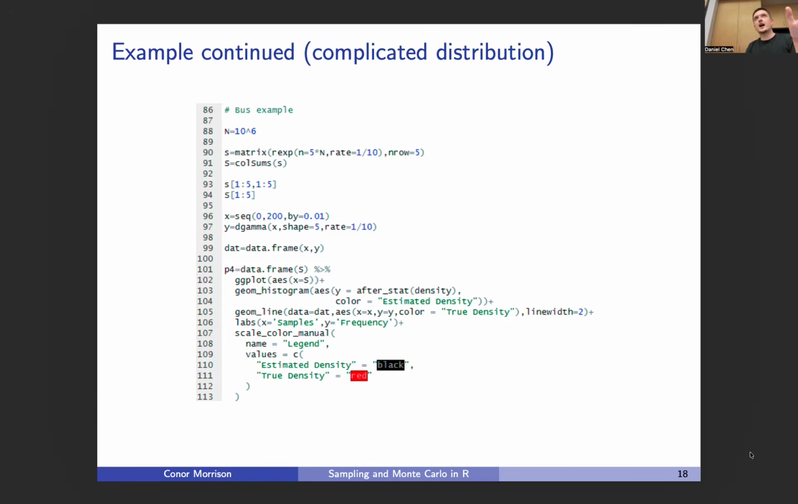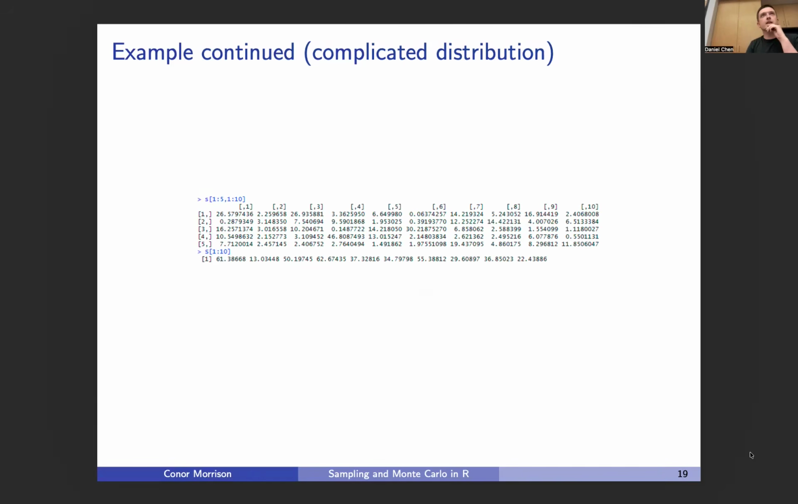And because everything is IID, the fact that I'm taking one vector of all the samples doesn't matter. You could sample 5 different vectors and add them together if you wanted, but it's all the same probabilistically. And then at line 91, I'm adding up the columns. So just to show you what that looks like, I've shown the first 10 columns.